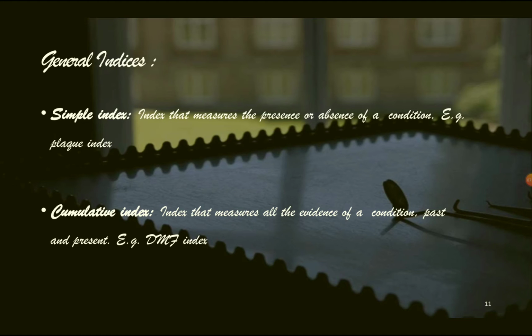General indices: a simple index that measures the presence or absence of a condition. Example: plaque index. And the cumulative index: the indices that measure all evidence of a condition, past and present. Example: DMFT. Cumulative means nothing but the total caries experience of an individual from the past and present. That is what is called a cumulative index.